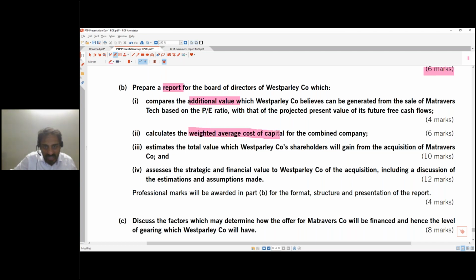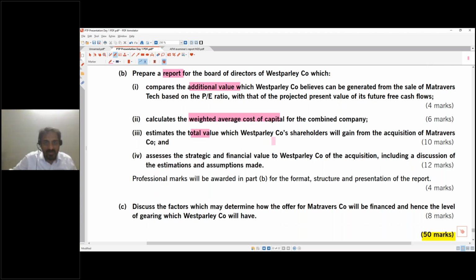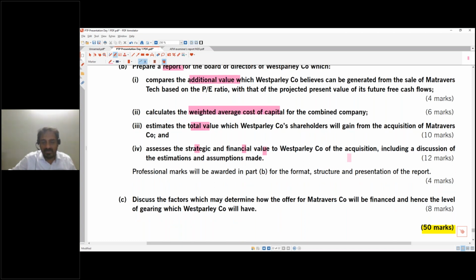Calculate the weighted average cost of capital for the combined company. That's 6 marks. Estimate the total value of the West Parlay shareholder gain from the acquisition of the Metaverse company. Assess the strategic financial value of the West Parlay company acquisition, including discussion of the estimation and assumptions. So this is what assess means. Assess means critically evaluate. As a person, you have to consider that point. Is this a yes point or a no point? So-called plus and minus as well.